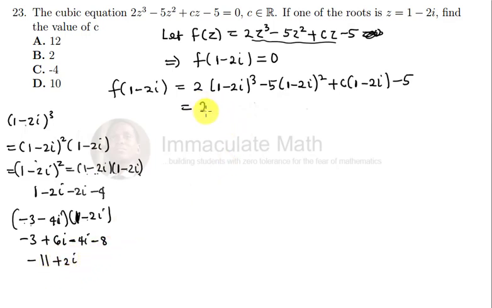So that means I'm going to have 2 open brackets minus 11 plus 2i, right? Then minus 5 open brackets, the square of this, I have my square of this to be this result here. That's minus 3 minus 4i, right? Then plus c open brackets 1 minus 2i. Minus 5 must be 0, because they said z equals 1 minus 2i is one of the roots. That means by the time we substitute the value of z equals 1 minus 2i, it must give me 0.